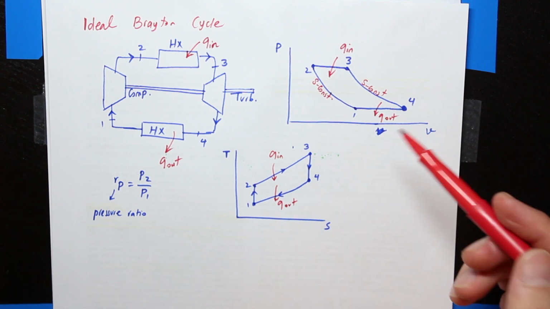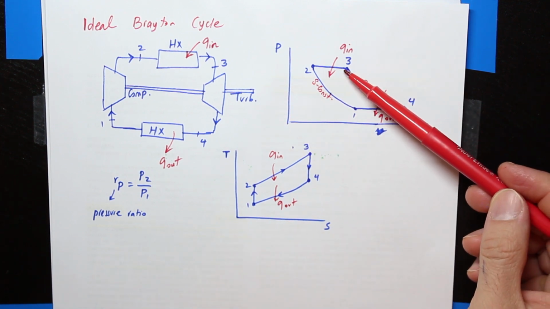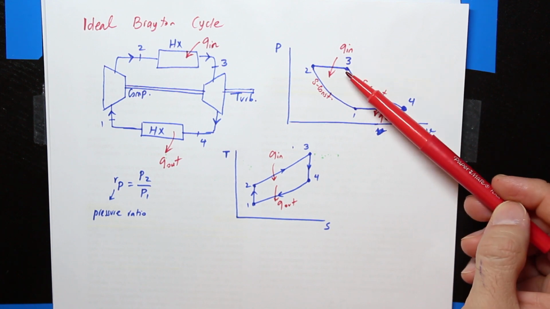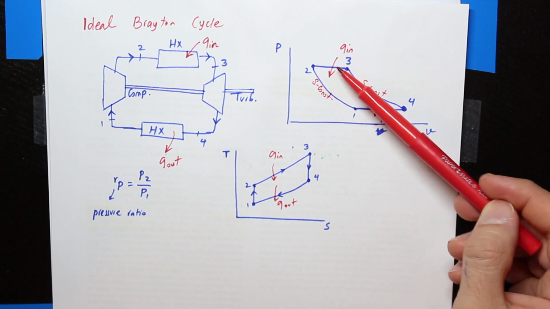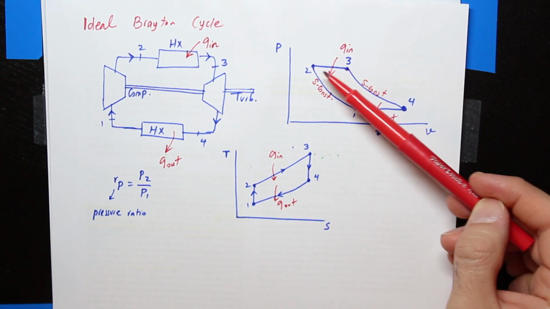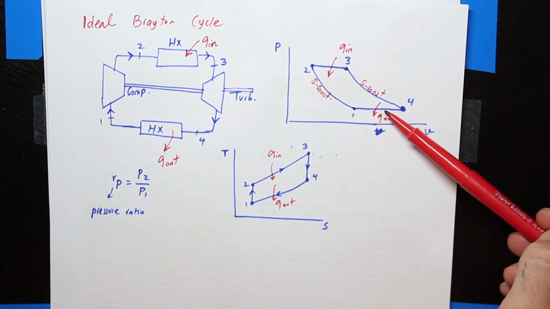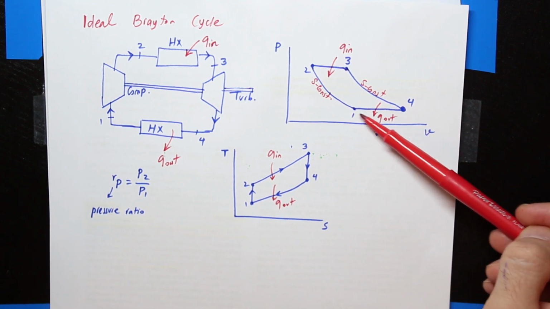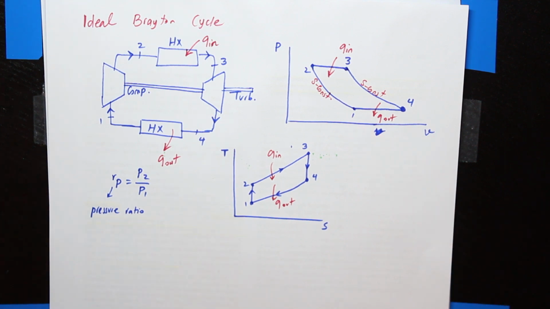Okay, now here, by just looking at the PV plot, you should be able to tell the Q in equation and Q out equation. So for Q in, we have a change in volume. Because of that, Q in is going to be H3 minus H2. For Q out, we also have the change in volume, so there is a boundary work. So Q out is also H4 minus H1.